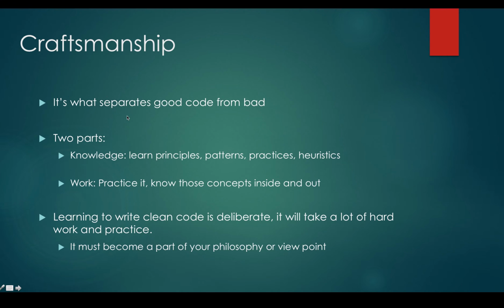The authors break down the craftsmanship into two parts: knowledge and work. So knowledge is learning principles, patterns, practices, and heuristics, and then the work is practicing it, getting to know these things inside and out. And this, I think, is critical. Just because someone learns how to code, they go through a 4-year program or a 2-year program, or they learn on their own, and they've written a few programs, that doesn't mean that their efforts to learn how to code should stop.